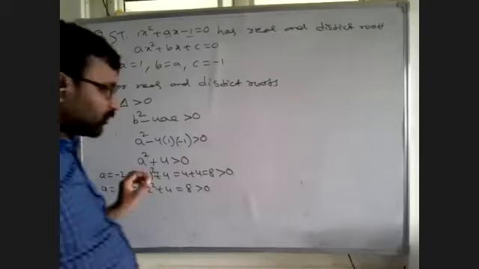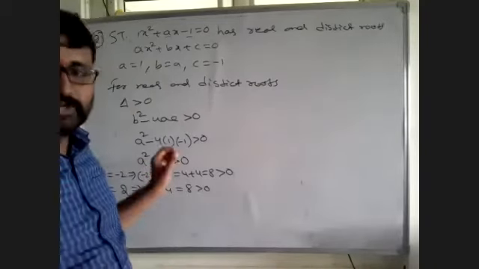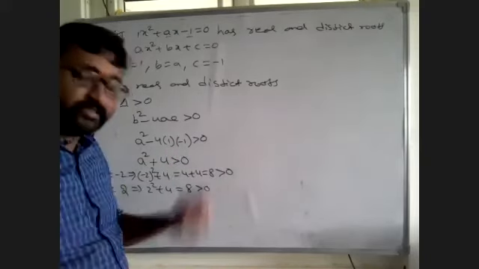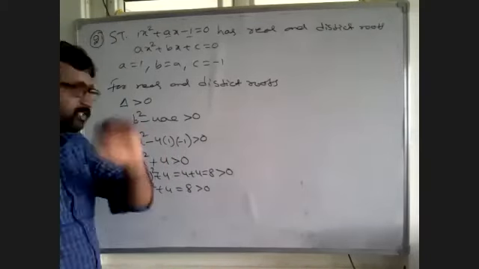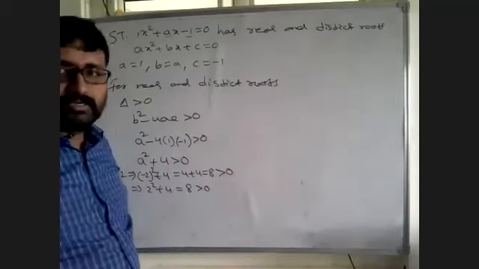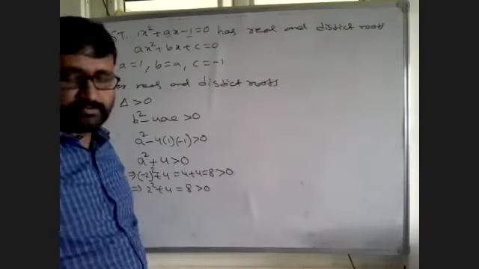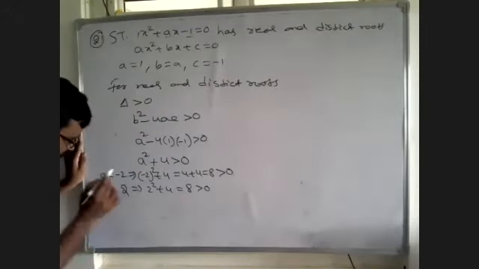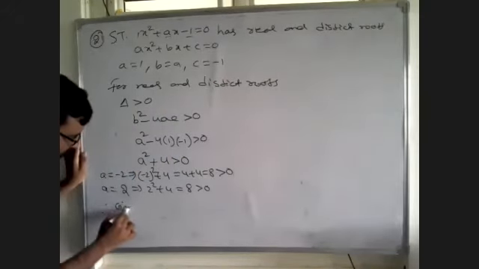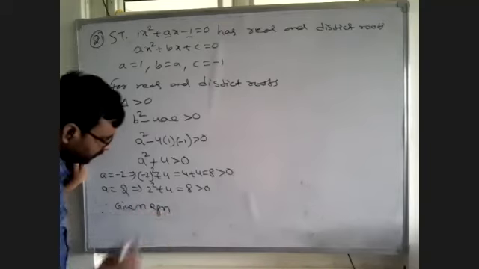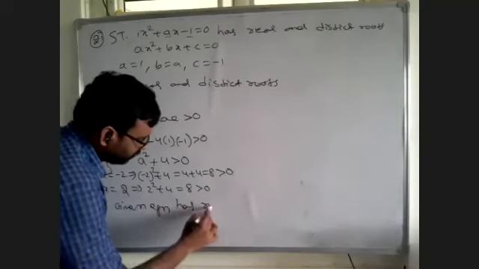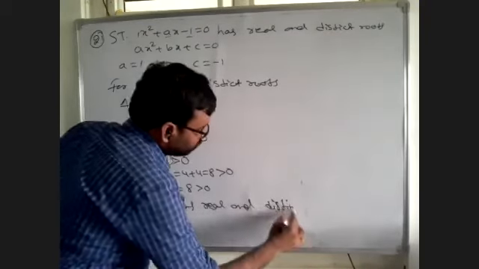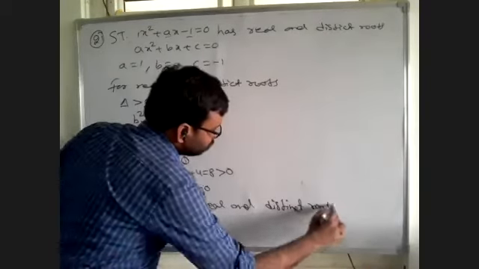That's why if you take any value in place of a, you will compulsorily get greater than 0. This b square minus 4ac you are getting greater than 0, means delta is greater than 0, means this equation is having real and distinct roots. Therefore, the given equation has real and distinct roots.